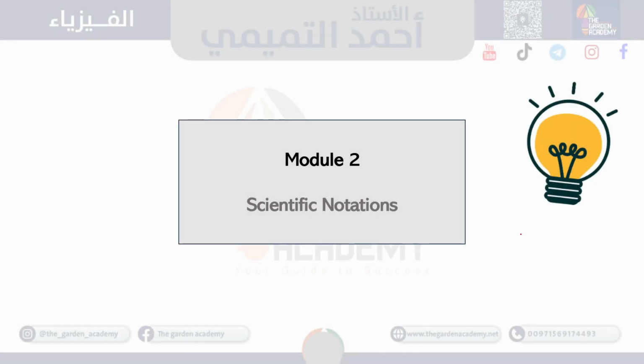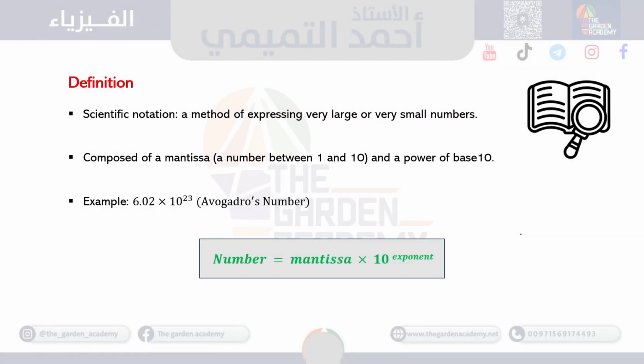بسم الله الرحمن الرحيم. نبدأ الآن في module 2 and this module talks about the scientific notations. أولاً, what is meant by scientific notation? A scientific notation is basically a method of expressing a very large or a very small number.